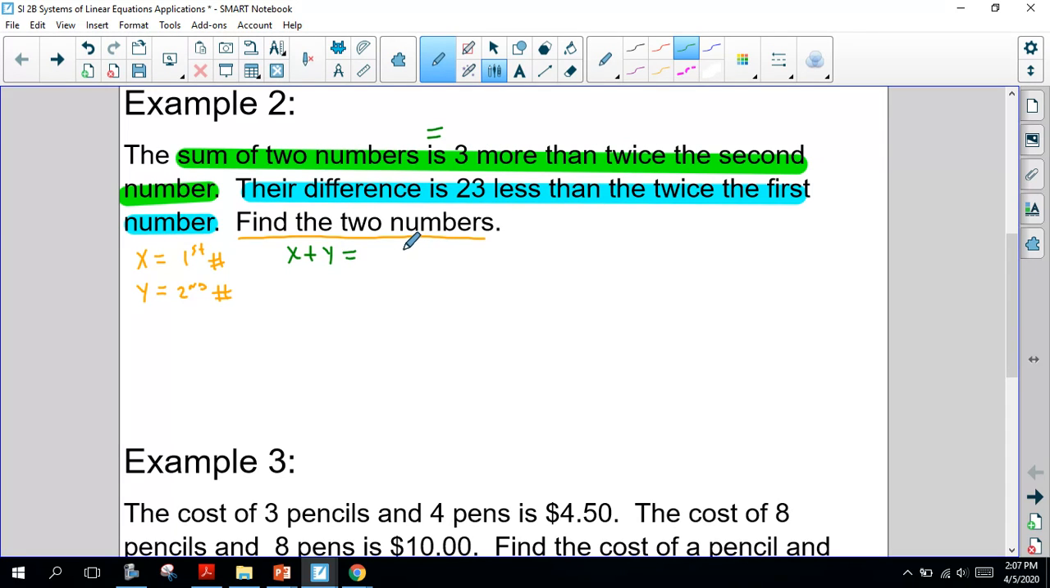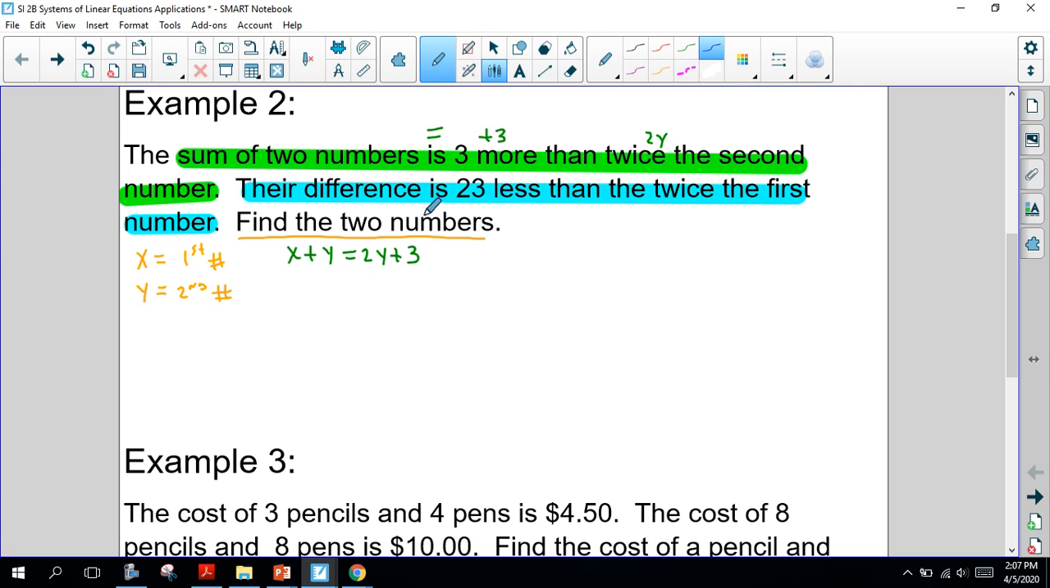Well, 3 more refers to adding 3 to something. So I'm going to put the plus 3 here at the end, and 3 more than twice the second. So 3 is the plus 3 more. The twice the second is going to be 2 times. Well, 2 times the second is going to be 2y. So I'm going to put the 2y right there. So the sum of two numbers, x plus y, is 3 more than twice the second.